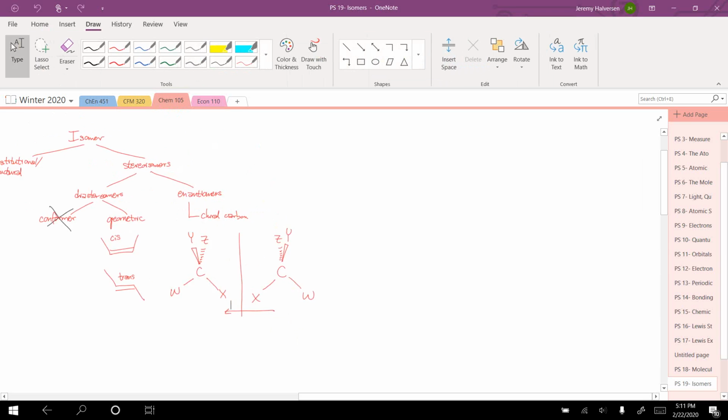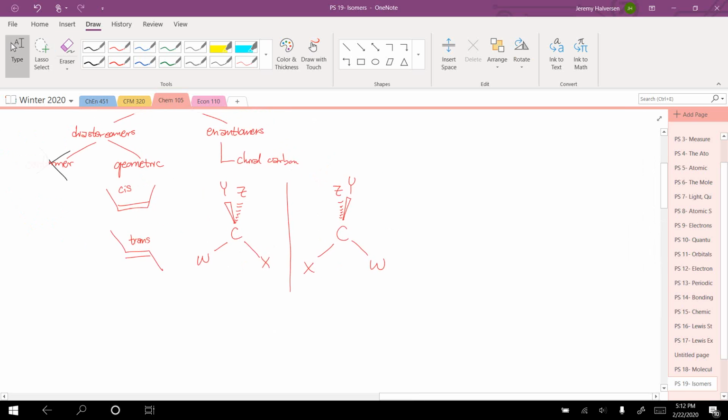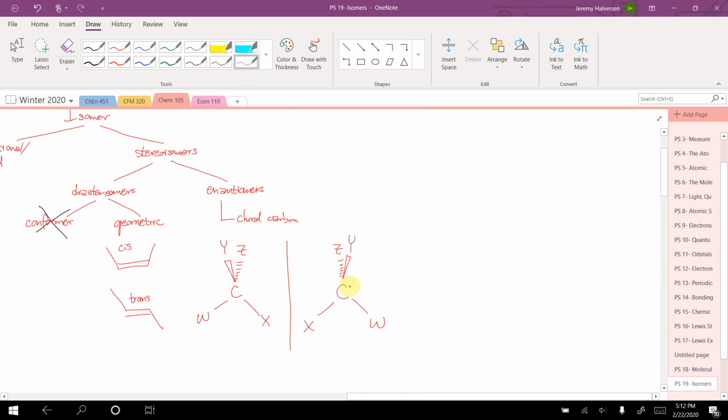So if I were to flip this over, so that this W flipped to that W and this X was on that X, well, this Y would get flipped around and be with the Z. Okay, so moral of the story is that if you have a chiral carbon and you take the mirror image of that molecule, you get a different molecule. Therefore, these have the same chemical formula and they're different molecules, and so they're isomers, and specifically they're enantiomers.